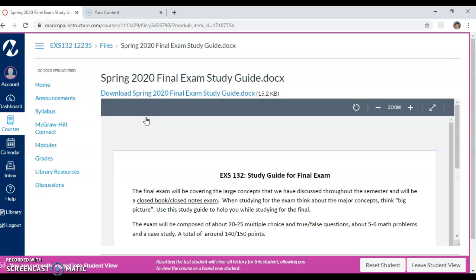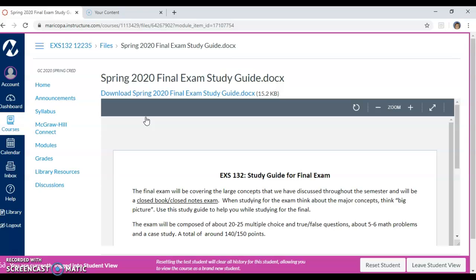This is a closed note, closed book exam. You will be taking it totally online. So we have set some time limits in place for the multiple choice and true and false section in order to ensure that you know the answers and you aren't looking them up in your textbook. So really think big picture when you're studying for the exam.